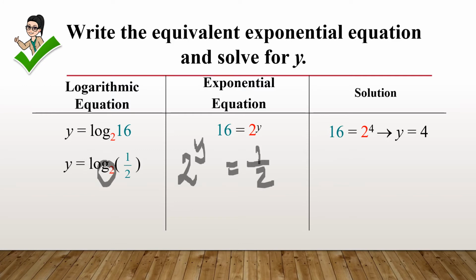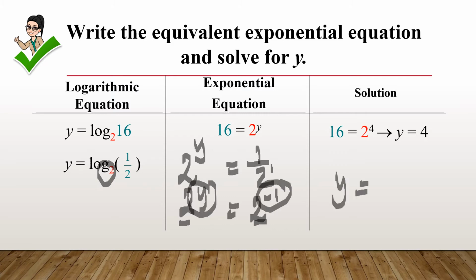So this one will become 2 raised to y, and then 2, get the reciprocal, it's 2 over 1. Since there is an exponent here of 1, when you get the reciprocal, this one will become negative. So since 2 and 2 are the same, y therefore is equal to negative 1. So y is equal to negative 1 for this example.